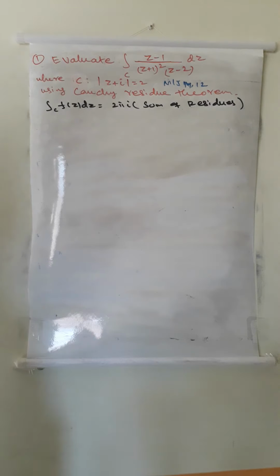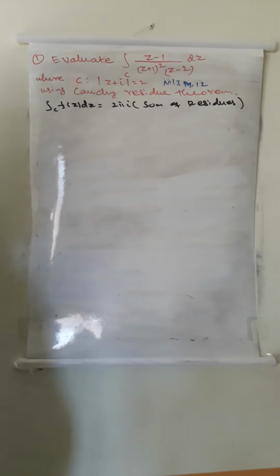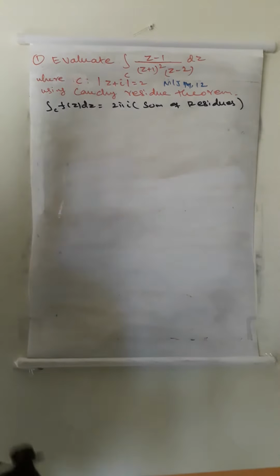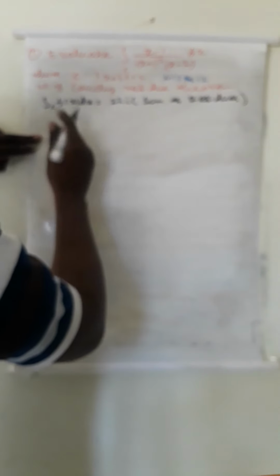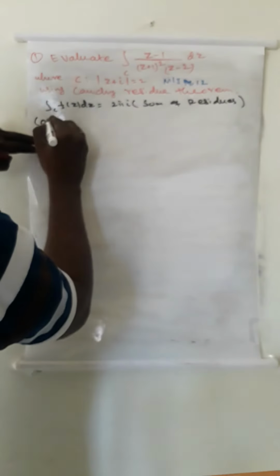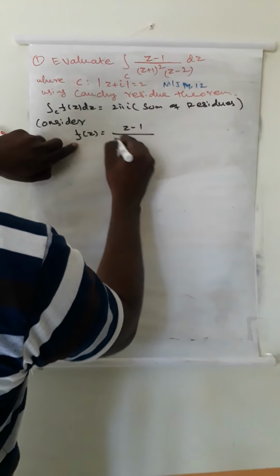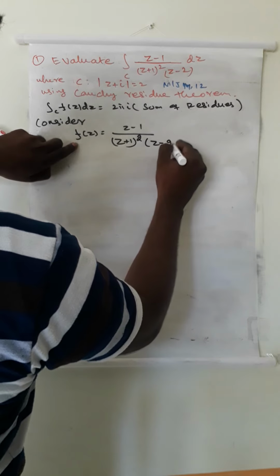So first we have to identify the poles which lie inside. After that, find the residue at the poles. Then add the residues and multiply by 2 pi i. Finally you can get the answer. So the first step is to consider my f of z, which is (z minus 1) by (z plus 1) whole square into (z minus 2).